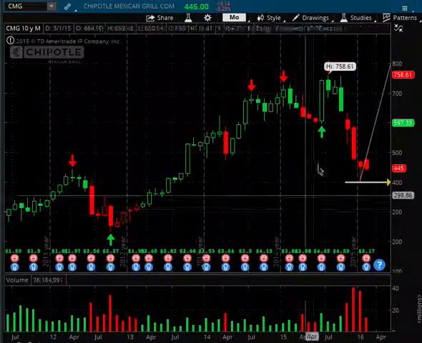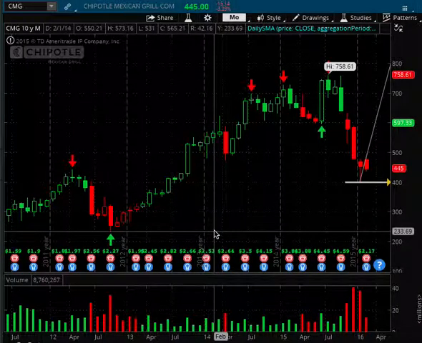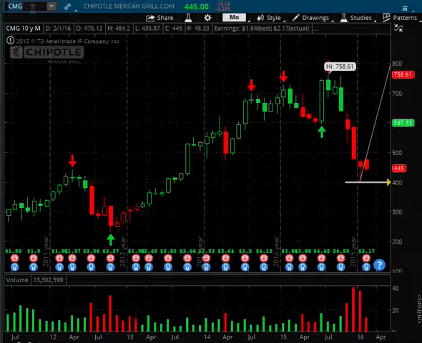Looks like we have a low here, which is $233.82. Hopefully we don't go that far down. If we do, I'll buy more at $233. I believe Chipotle is a great company. If you've ever eaten there before, it's always packed. All right, let's look at Disney.